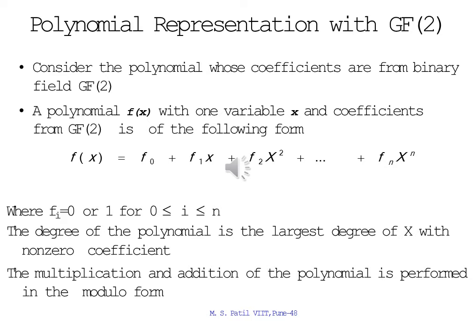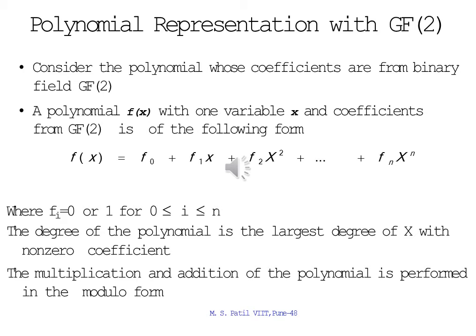When the element is absent, its coefficient is treated as zeros. So a simple thing we are considering now is a polynomial whose coefficients are from the binary field GF2. Let a polynomial f(x) with one variable x and coefficients from GF2 be of the form f(x) = f0 + f1x + f2x² + f3x³ and so on up to fn xⁿ, where these f values are either 0 or 1, and i goes from 0 to n.